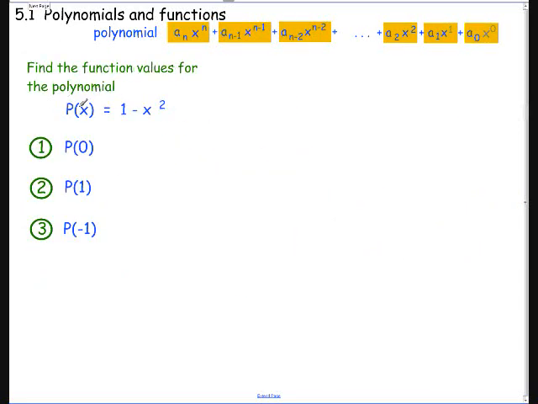Find the function values for this polynomial, polynomial p of x. When polynomial p has 0 as its input, here of course it's got x as its input, so instead of saying x squared, I'm going to say 0 squared. These match. 0 squared, of course, is 0. So this polynomial right here at 0 is equal to 1.